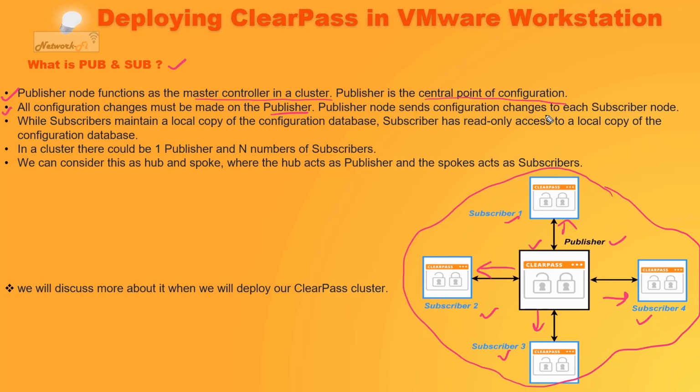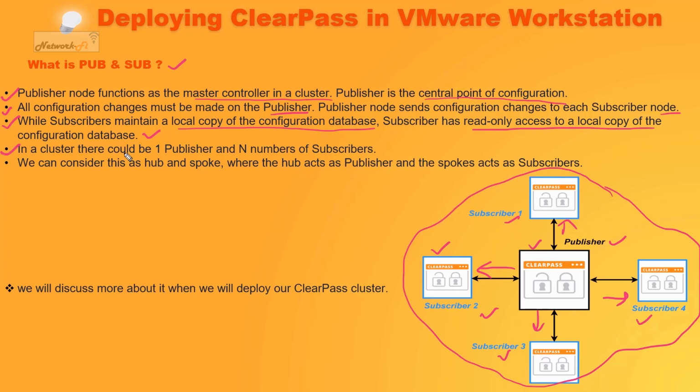Publisher node sends the changes to each subscriber. This is what we discussed here, while the subscriber maintains the local copy of the configuration database. Subscribers have only read-only access to the local copy of the configuration database, which means that subscribers will have their own configuration, but they will have only read-only access to their configuration. All the configuration changes will be done by the publisher.